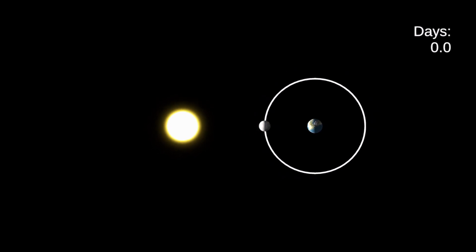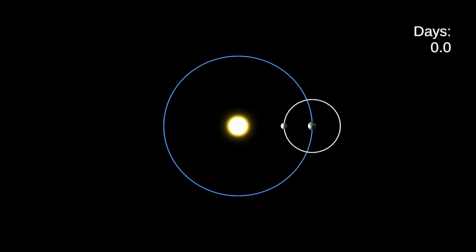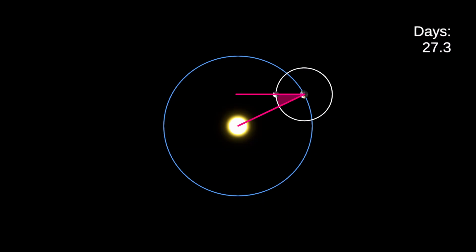Well, the Earth is also orbiting the Sun. This orbit takes 365.25 days. So after every sidereal month, the moon has to travel a bit farther to reach the same position in between the Earth and the Sun.